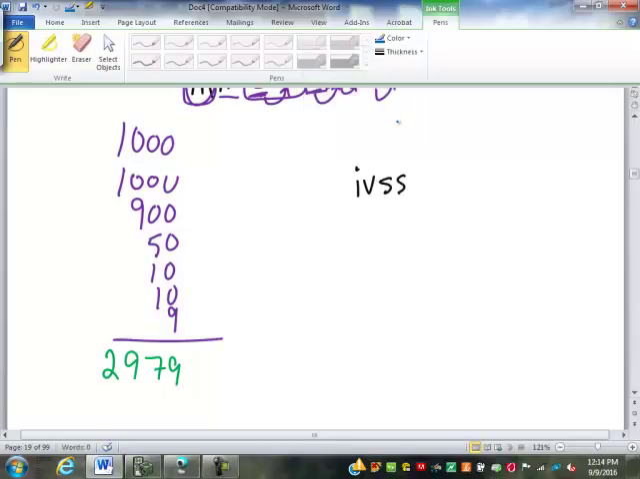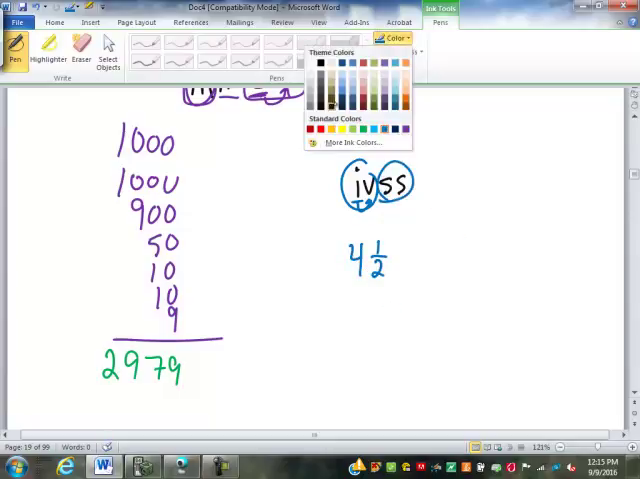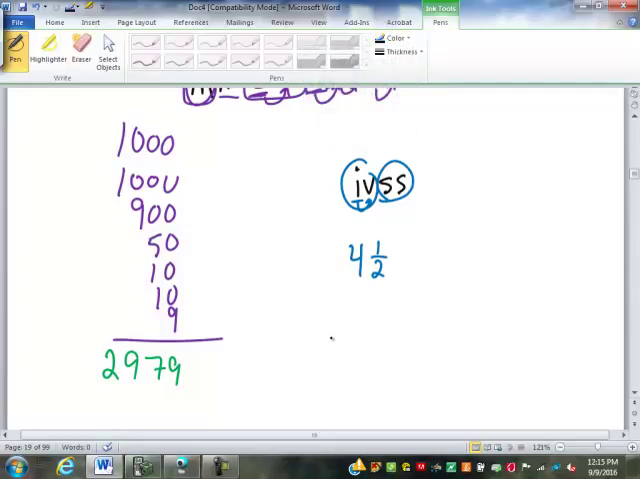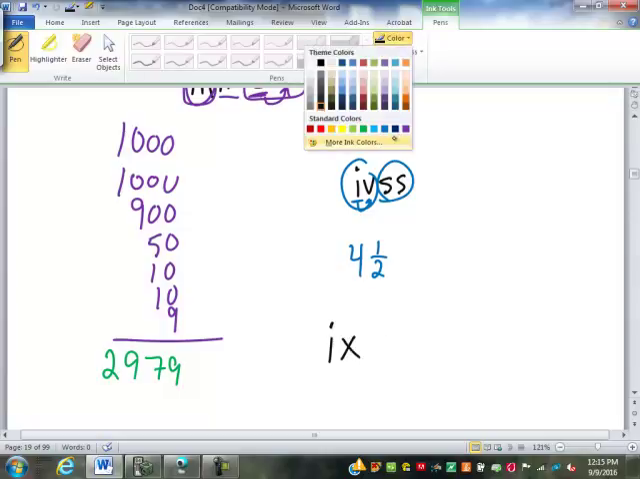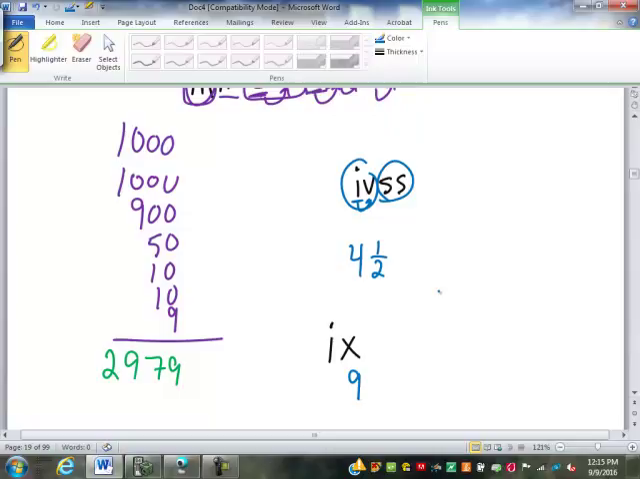More common, you guys have to read something like this: IVSS. What on earth does that mean? Exactly. The I, look at the next symbol, V is bigger than it, so we have to combine them. 1 away from 5 is 4. SS is 1/2. IX, of course, is simply 9. Good.